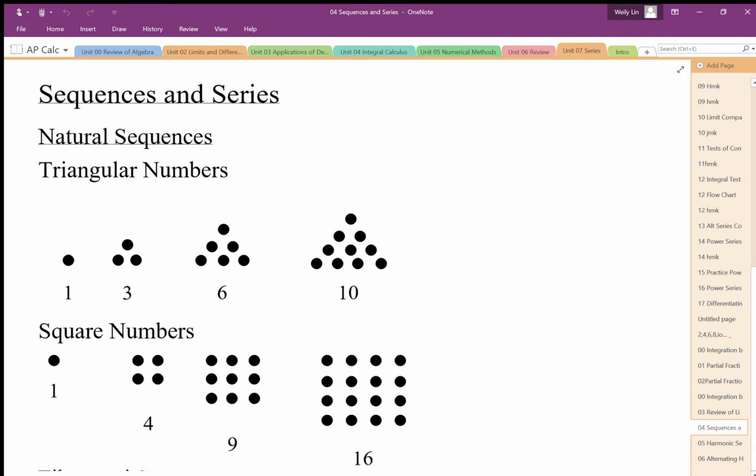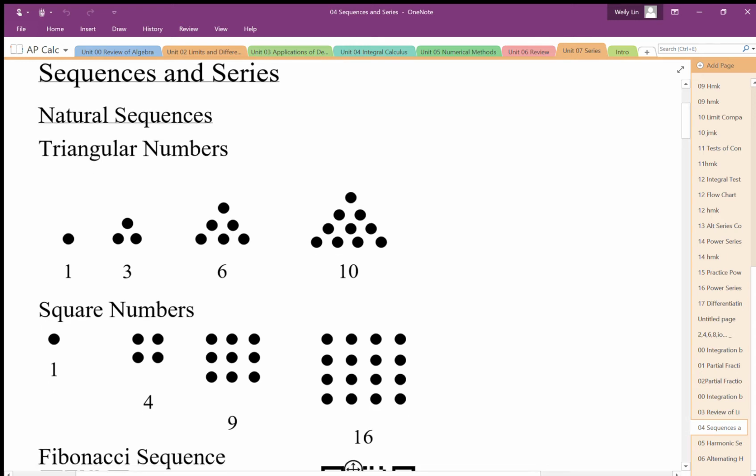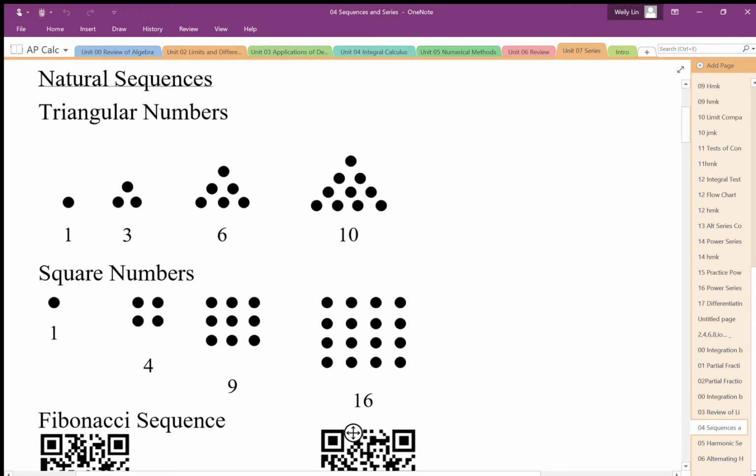Just to introduce sequences and series, we should understand there are lots of different sequences. For example, there are lots of natural sequences, like triangular number sequences, which just make triangles, and square number sequences. When you were little, you probably looked at some of these and recognized that they give us regular patterns, and regular patterns often generate some kind of sequence.